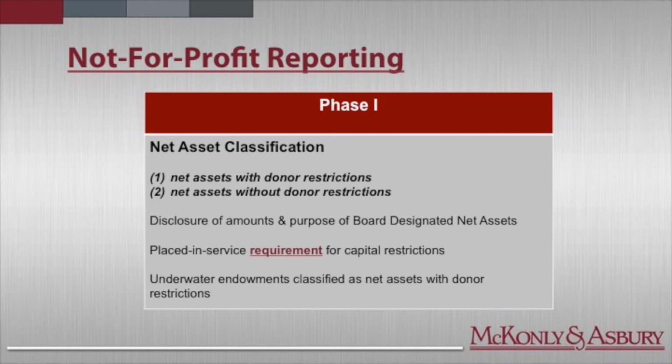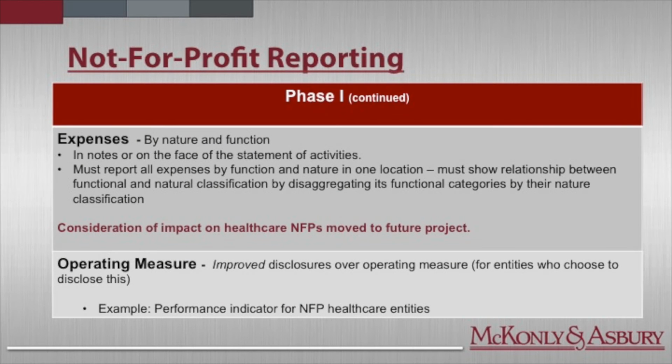So moving on to the next portion of this, they're really looking hard at expenses. And their exposure draft and what they are concluding with this is that expenses will have to be disclosed by nature and function. And you still have a choice whether it's in the notes or on the face of the statement of activities. But you have to report the nature and the function all in one location.